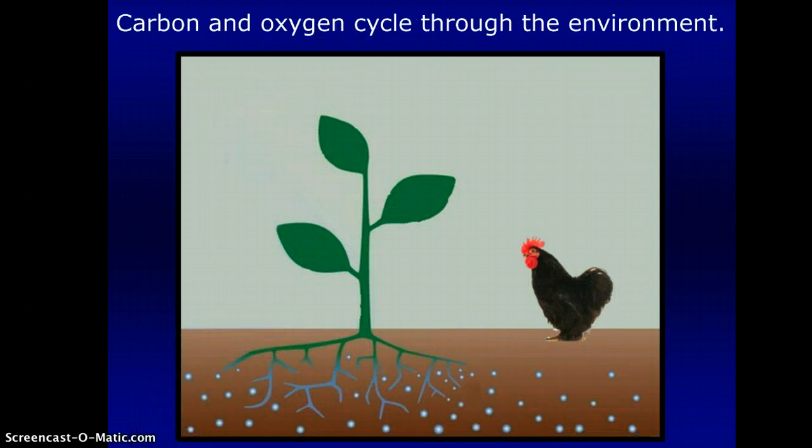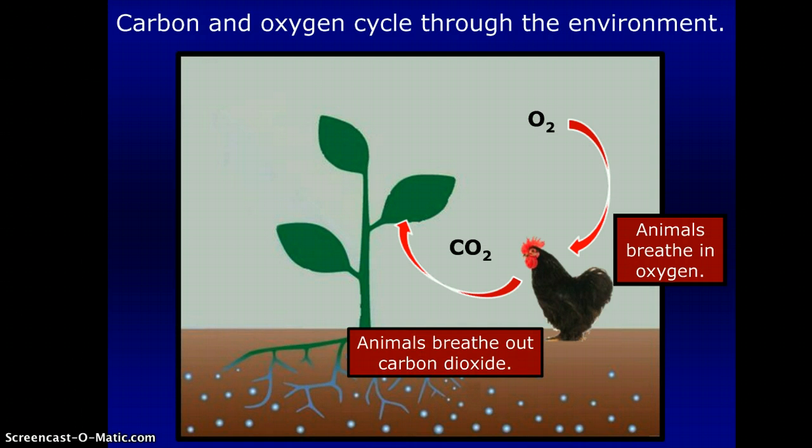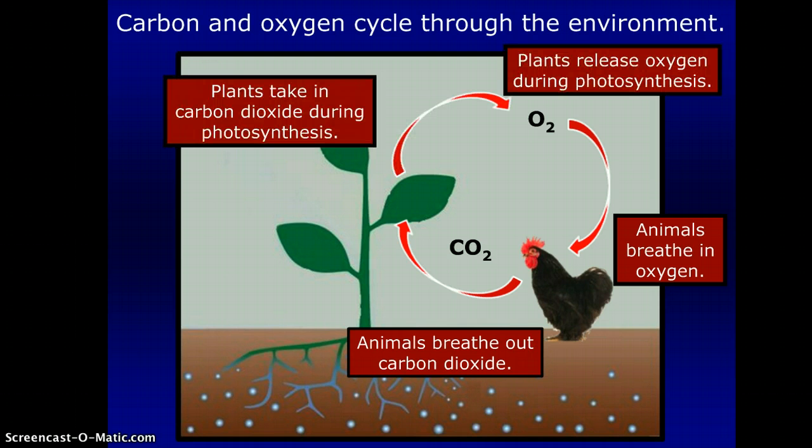So we're looking at the carbon and oxygen cycle through the environment. So here's what we do. We have the animals breathing in oxygen, animals breathe out carbon dioxide. The plants take in the carbon dioxide in that photosynthesis, and then the plants release oxygen. That's why it's so important we have plants around us, because they release that oxygen that we take in to help us live. We breathe out the carbon dioxide, so we have our carbon and oxygen cycle.